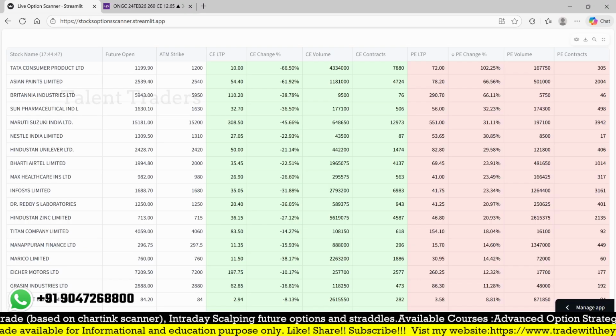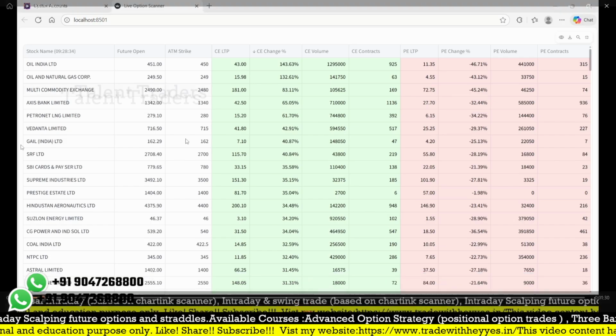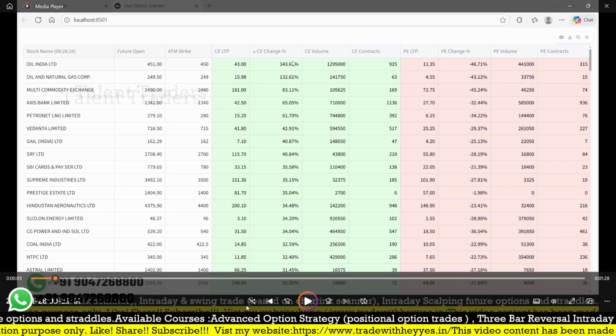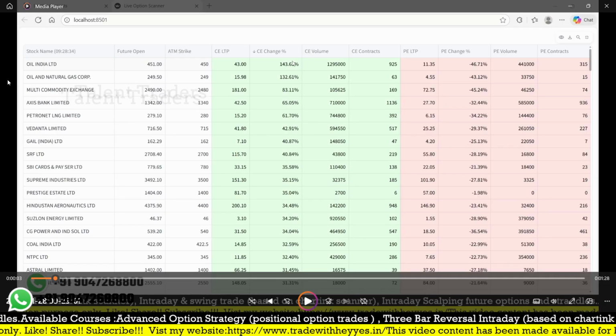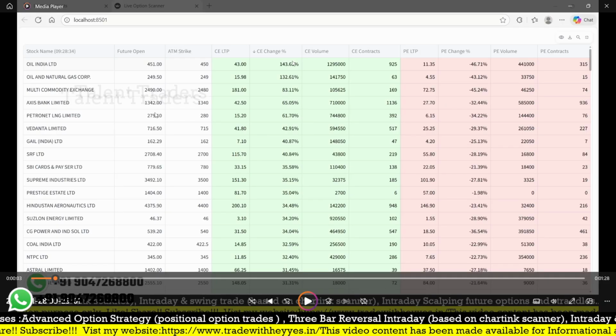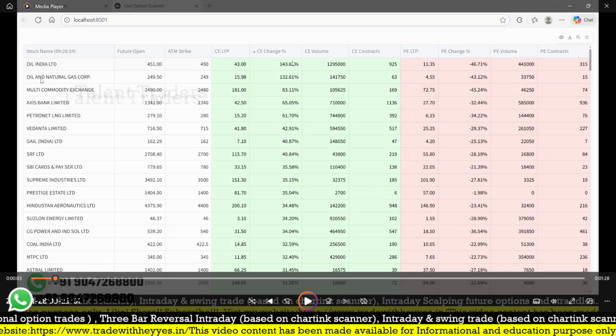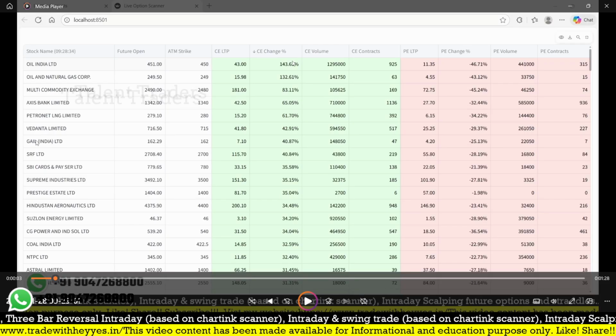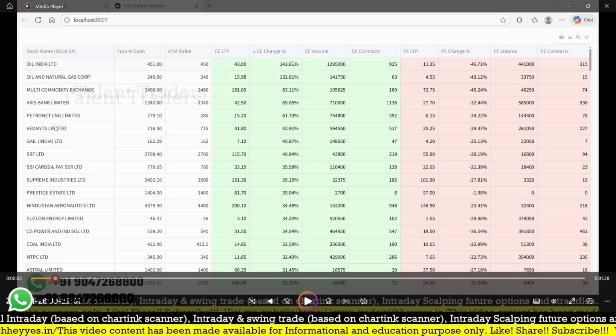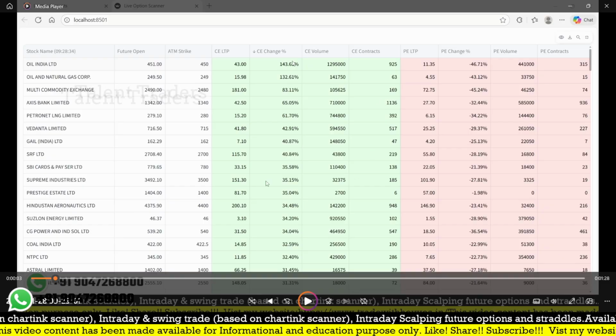So in the morning, around 9:28 to 9:30, I was just checking, and you can see I recorded it live. OIL, ONGC, MCX, and Axis Bank normally have good volume, so I didn't consider them. Then Petronet, I'm considering. These four I just consider, and Gale will also be there. Some of the stocks will be there, and you can look at this.